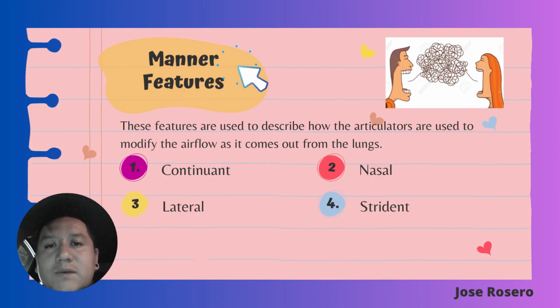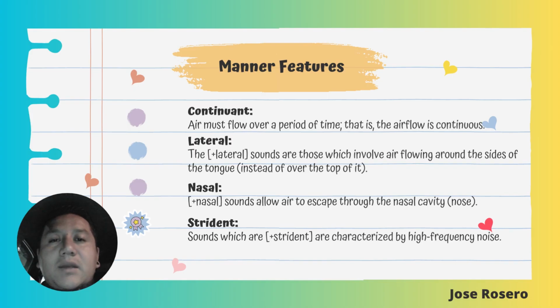Hi, teacher. I'm going to talk about the manner features. These features are used to describe how articulators are used to modify the airflow as it comes out from the lungs. We have four manner features. Number one, continuant. Number two, nasal. Number three, lateral. And number four, strident. In the next part, I'm going to explain the manner features.